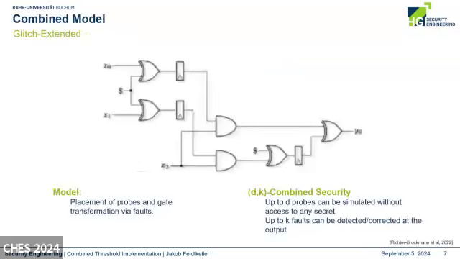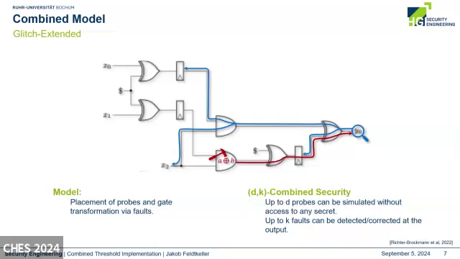And then the last model I want to introduce is the combined model, which is simply the combination of both of them. So you have an adversary who knows, again, the structure of the circuit, can select a certain set of gates and manipulate the underlying function, and a set of wires for which the glitch-extended values are given to the adversary. And then we say that a circuit is D,K combined secure if up to D probes can be simulated without access to the secret in the faulty circuit, and up to K faults can be detected or corrected at the output.